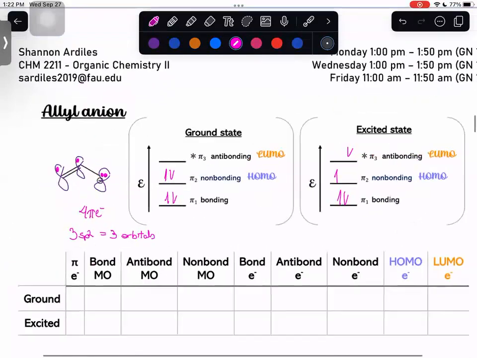Okay, really quickly. How many electrons do we see in the anti-bonding orbital in the ground state? 0. How many orbitals do we have of non-bonding? In either, it's just one orbital, non-bonding. You always have to be very careful with the actual question. They might ask you for electrons, they might ask for orbitals.